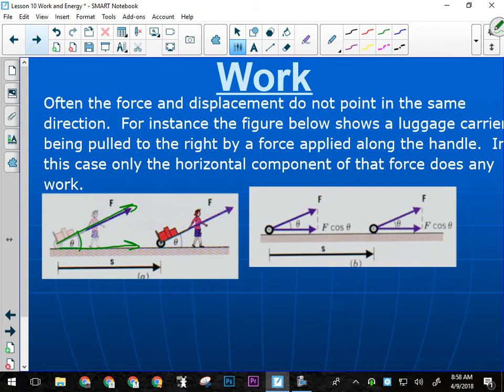Now, if I'm doing work in this direction here, that work could come in two forms. I could either be accelerating the luggage carrier, that is making it go faster, or I could be carrying the luggage carrier at a constant velocity. Now, if the velocity is not changing and the potential energy is not changing, am I doing any work? It would seem like I'm not. I'm certainly not changing the energy of the luggage, but I'm still doing work.